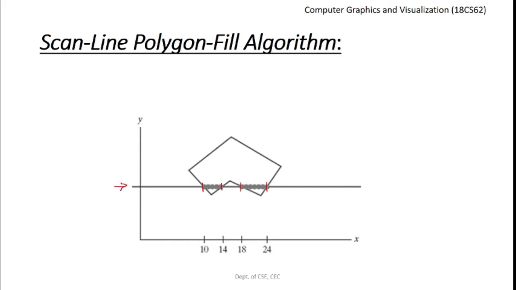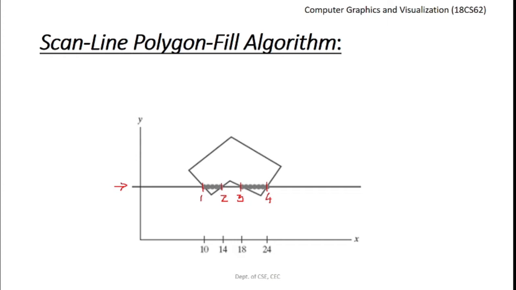This is a scanline which has one particular value for y, and as we know, we traverse the scanline from left to right. Whenever we move from left to right, we encounter this first edge intersection. Let me name it as 1, the first edge intersection. This is the second edge intersection. This is the third edge intersection, and this is the fourth edge intersection. So there are 4 edge intersections.